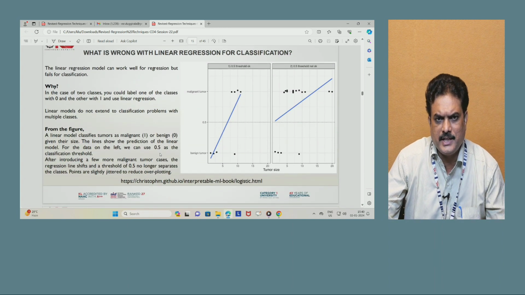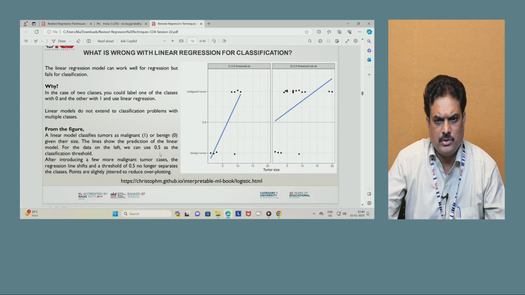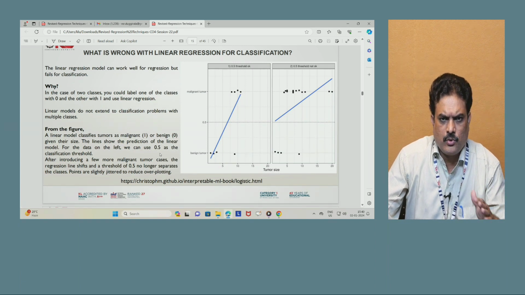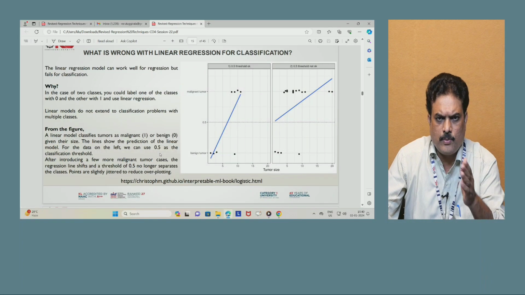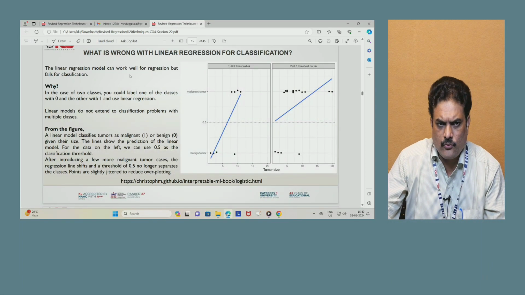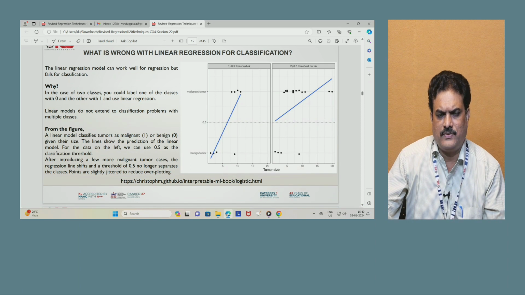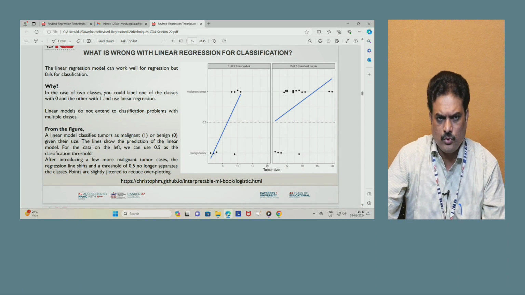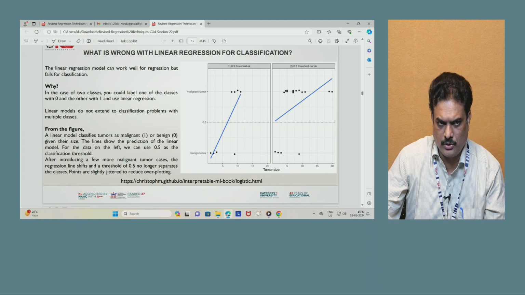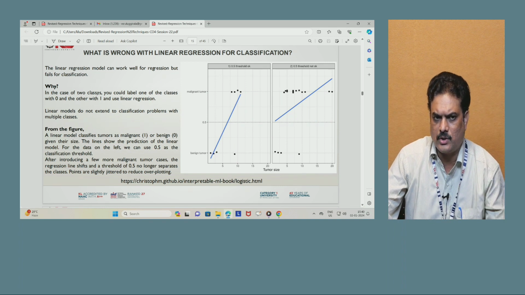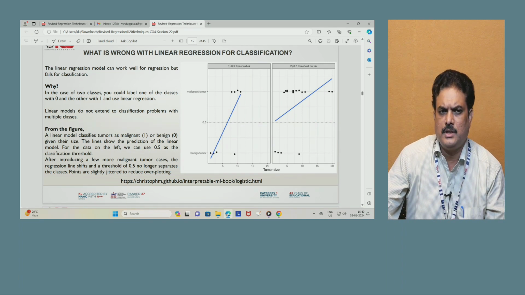What is wrong with linear regression for classification? Here the given diagram shows a threshold value of 0.5. The linear regression model can work well for regression but fails for classification. Why? In the case of two classes, you could label one of the classes with 0 and the other with 1 and use linear regression. Linear models do not extend to classification problems with multiple classes.